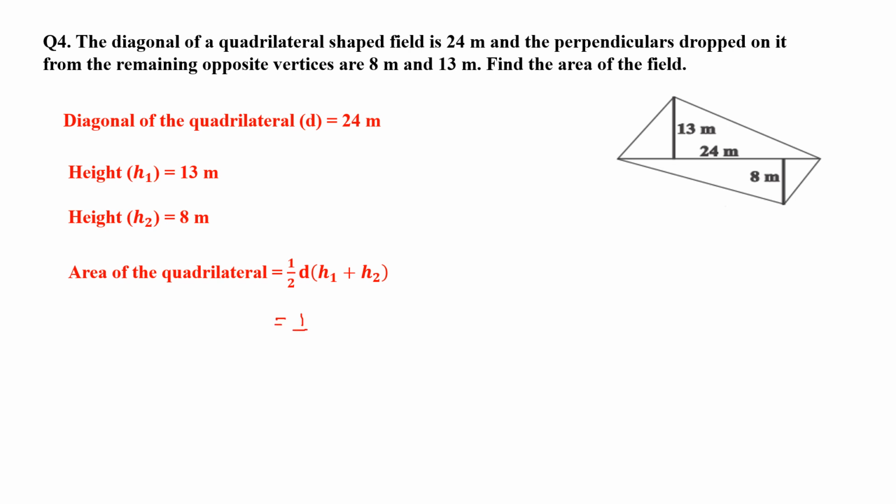So it will be half into diagonal 24 and my height measures are given as 13 and 8. So I'm going to reduce it, 2 times 12. So from here you will get 12 into (13 plus 8), which will give you 21, and if you multiply it you will get 252 meter square. So area of this field will be 252 meter square.